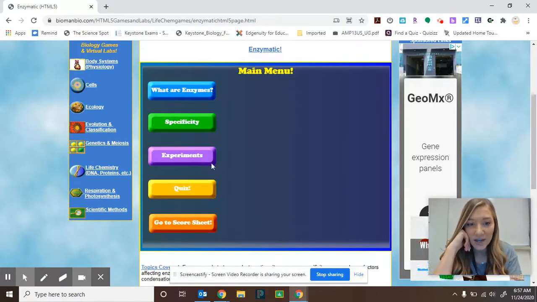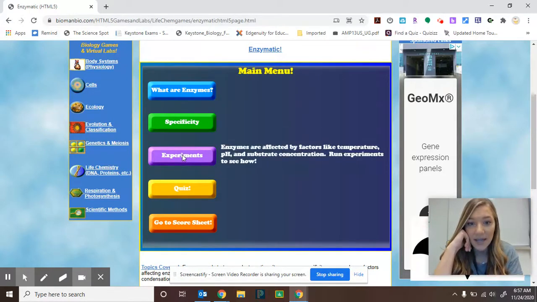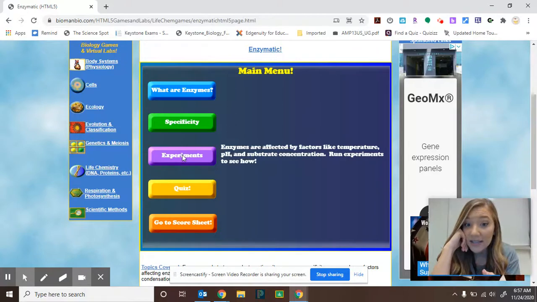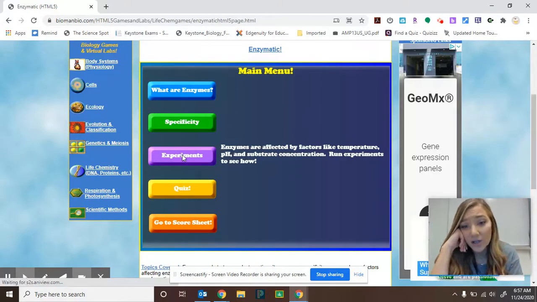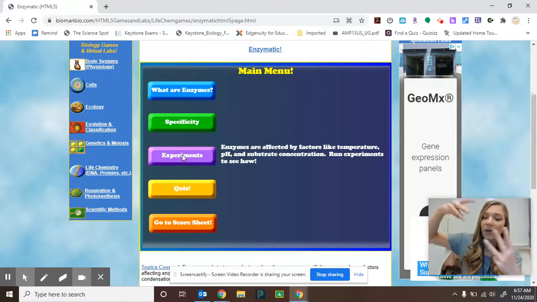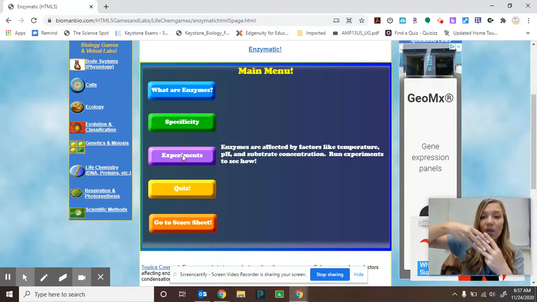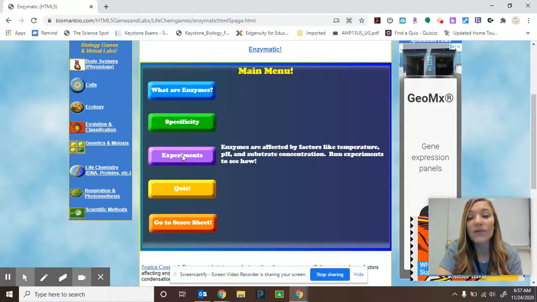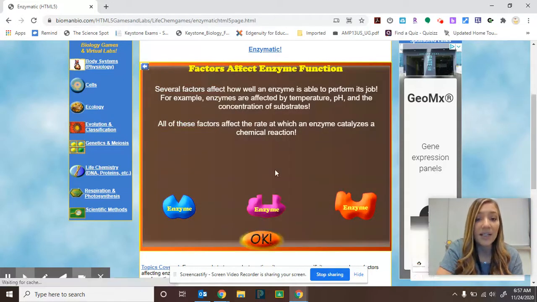The one that I asked you guys to do is this purple button that says experiments. So we're going to click experiments. It says enzymes are affected by factors like temperature, pH, which if you remember the pH scale was acids and bases, and substrate concentration. Substrate, remember, is the molecule that fits in with the enzyme. So how much of that substrate is available also is going to affect the rate of an enzyme catalyzed reaction.